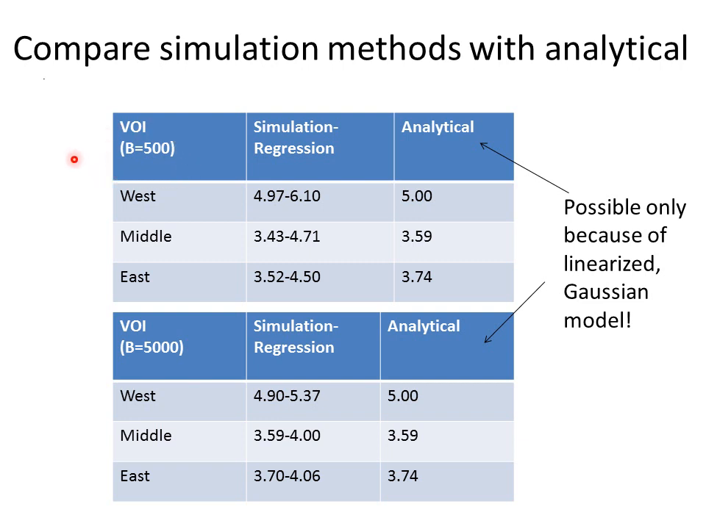VOI with 500 simulations for the 3 different lines, and here this is with 5,000. The simulation regression approach seems to give fairly good results compared to the analytical. Of course, here it's only possible because we assumed unrealistically a Gaussian model, and we also linearized the nonlinear relation between information and uncertainty. But nevertheless, this shows that the simulation regression approach is promising, as it can capture, in this case, where the analytical solution is known.